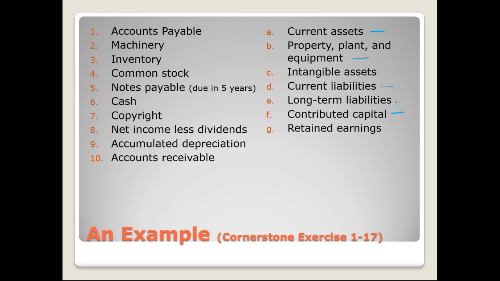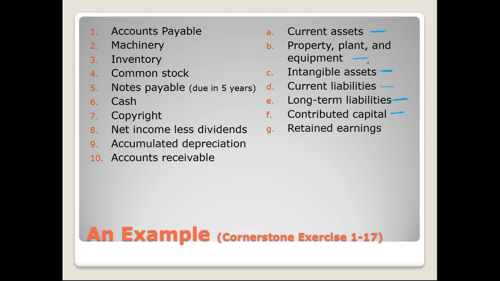Notes payable, let's say that they are due in 5 years. That should be a clue to you. What would that be? Those are long-term liabilities, yes, because they're due in 5 years. Cash. Yes, cash is a current asset. Copyright. We can't exactly wrap our hands around a copyright, so that's an intangible asset, though. It's something certainly that has value that the company owns.